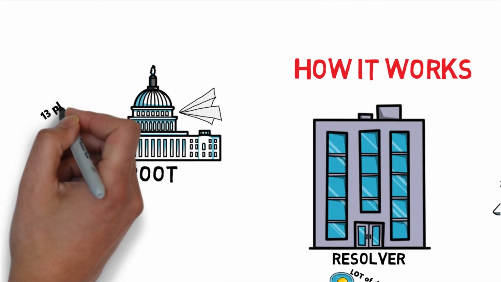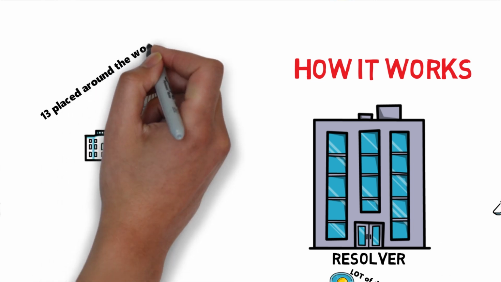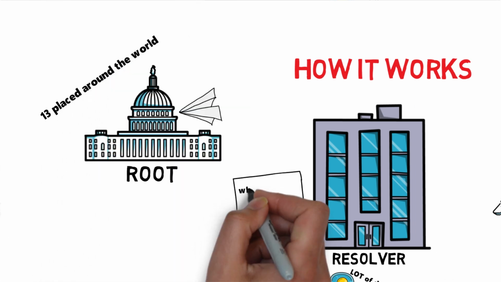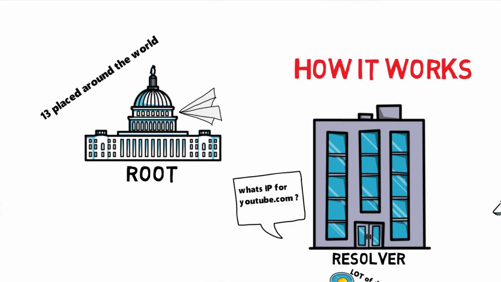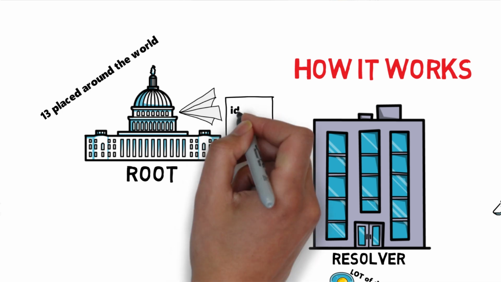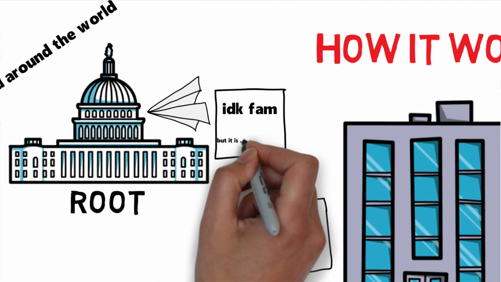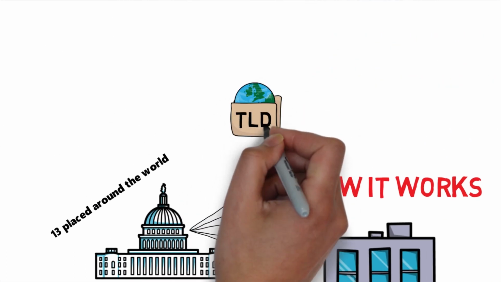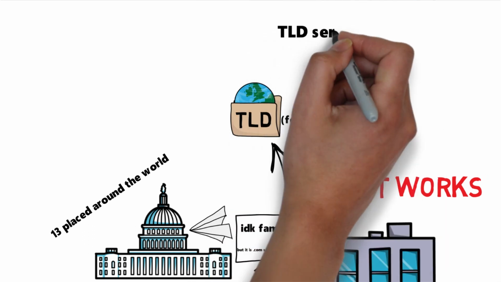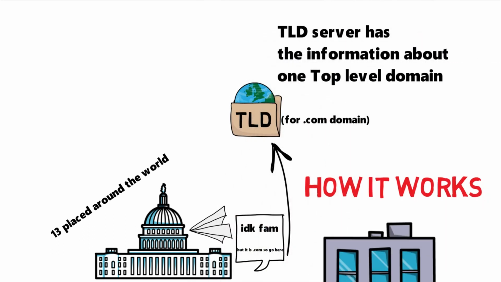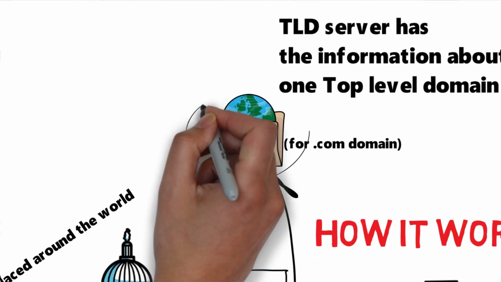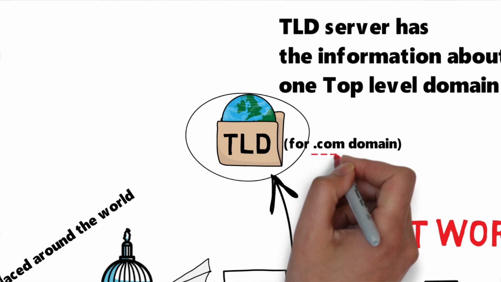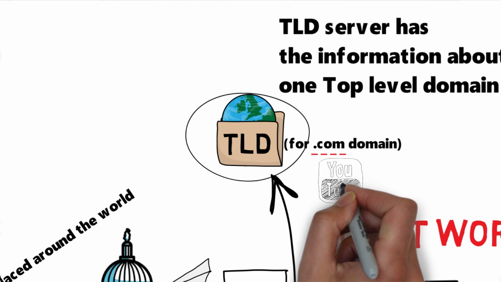Root servers are the root of the DNS. There are 13 of these placed strategically around the world. If the resolver asks the root server about youtube.com, it will not answer with an IP address, but it will direct the resolver to the TLD server, top-level domain server, for the .com top-level domain. This TLD server has information about domains such as .com, .store, .uk, etc. This TLD server manages the .com domain, which youtube.com is part of.